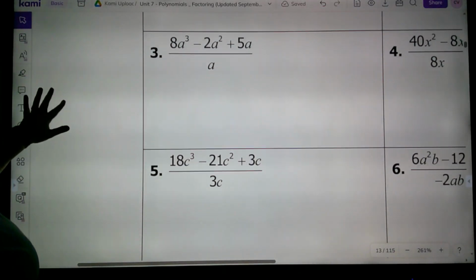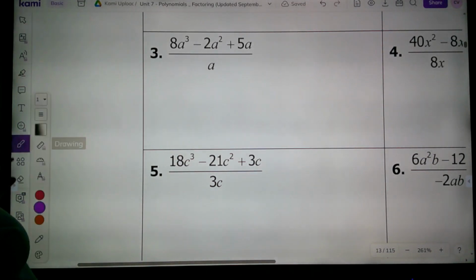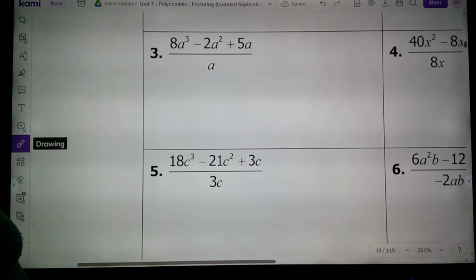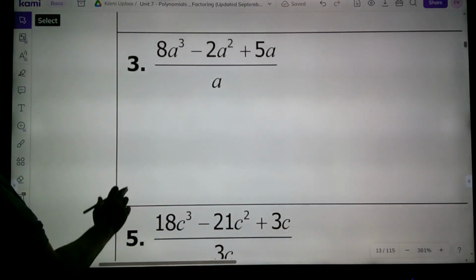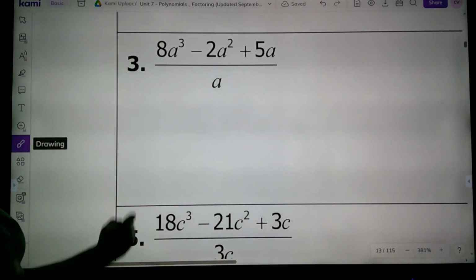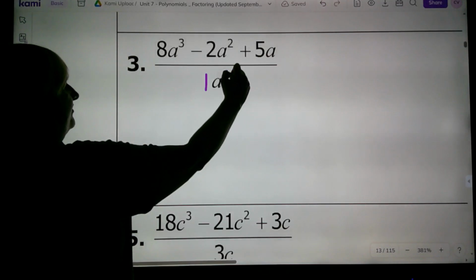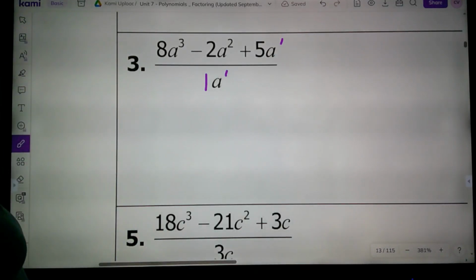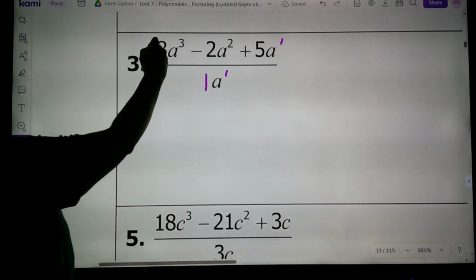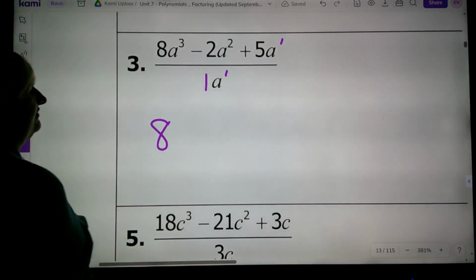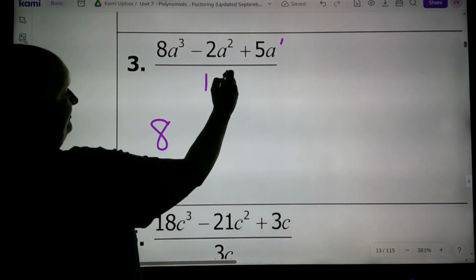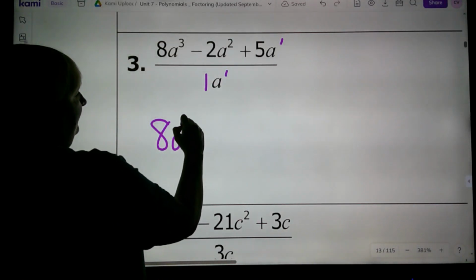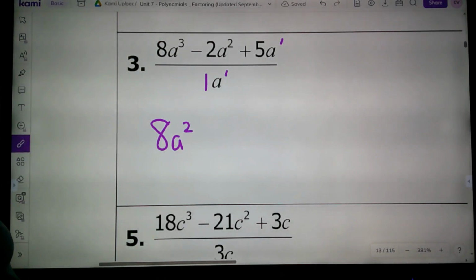I'm going to do it without the extra step. Feel free to use the extra step if you need it. Let's make it a little bit harder. There's an invisible 1 here, there's an invisible 1 here, there's an invisible 1 here. All right, 8 divided by 1. 8 to the third divided by 8 to the first, 3 minus 1 is 8 to the second.